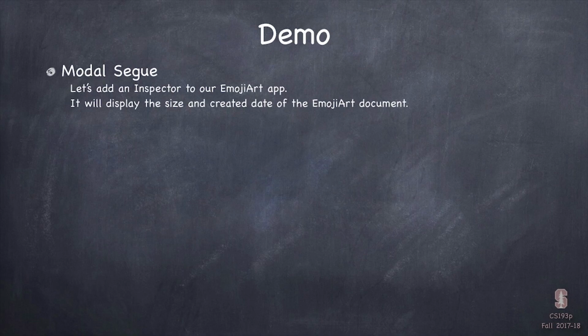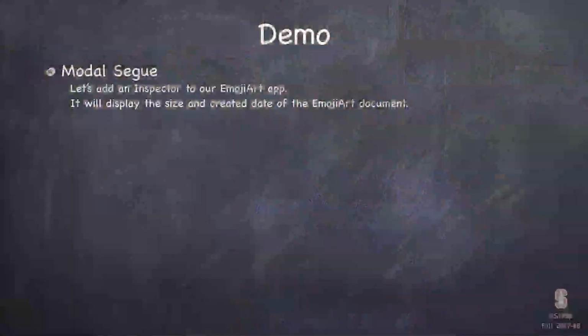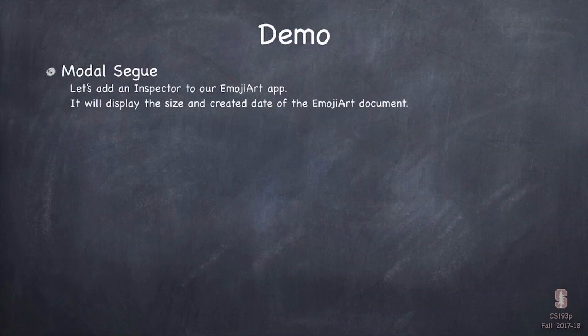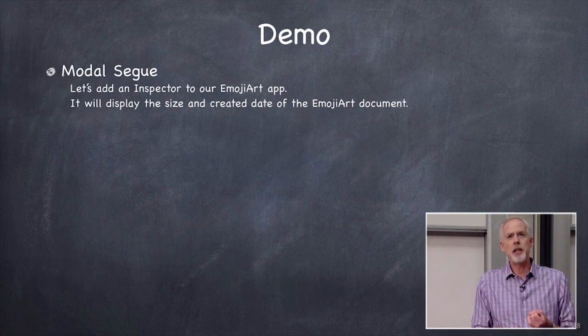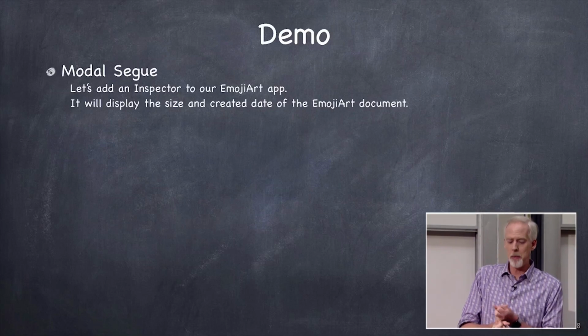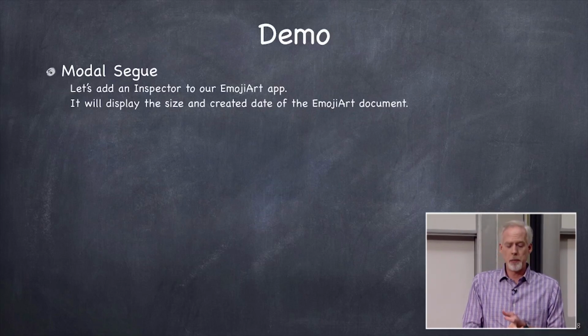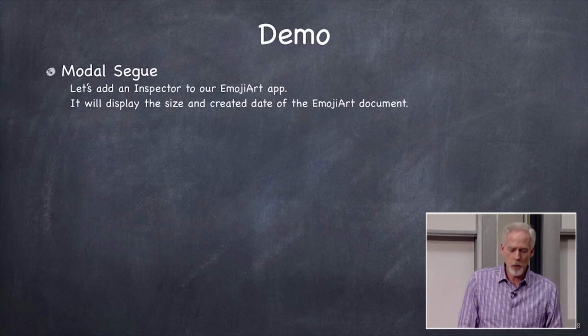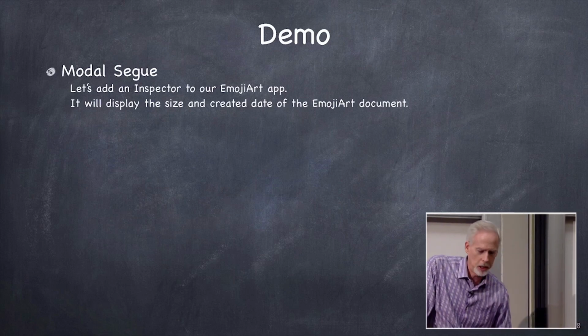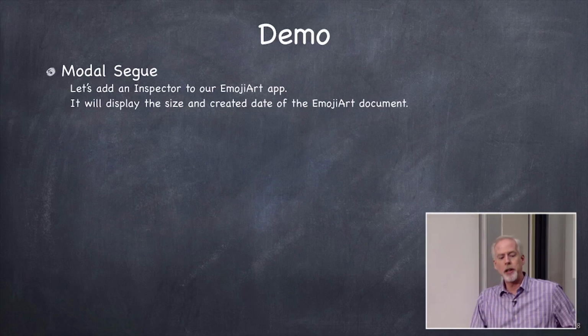We're going to go back to emoji art, and what we're going to do is add an inspector. You know how you have the inspector in Xcode? Well, we're going to have an inspector of our emoji art documents, and what it's going to tell us about our emoji art documents is the size in bytes and when it was created. Okay, so it's a simple inspector. This is a demo after all. I'll probably throw the thumbnail image into the inspector as well, just so I can show you a little bit of what we can do with constraints in code, because I have a little more to show you about constraints.